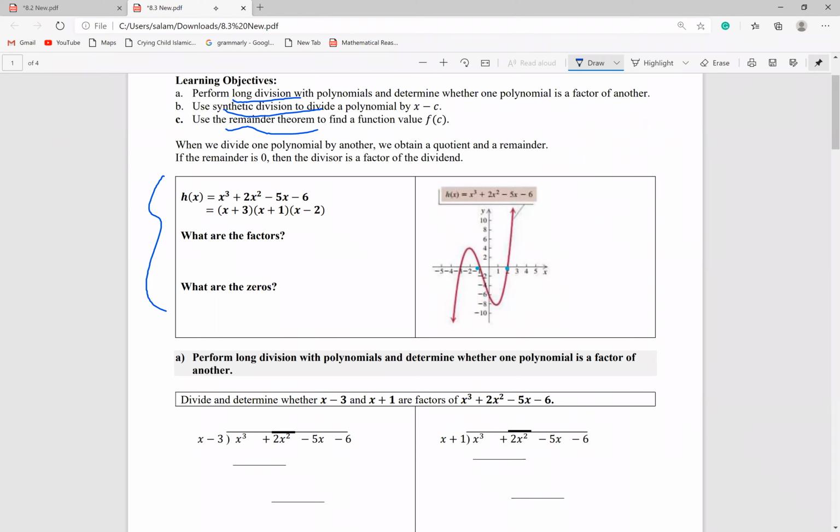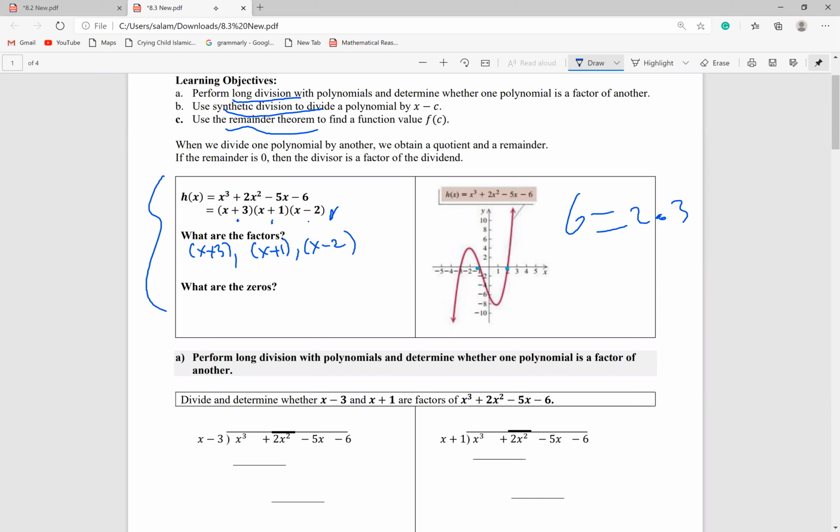So now let's say you were given h of x equals x cubed plus 2x squared minus 5x minus 6, okay? When you factor this, you get x plus 3, x plus 1, x minus 2. So this function you have is the same thing as that product. And the question here is, what are the factors? So the factors are simply what this is multiplied by this, multiplied by this, just like what I just said. 6 is the same thing as 2 times 3, right? 2 is a factor of 6. 3 is also a factor. So the factors here are x plus 3, x plus 1, and x minus 2, okay?